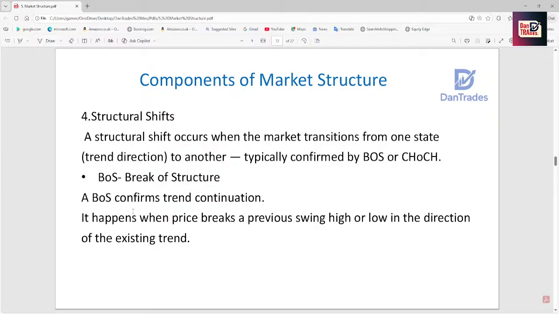Counter trend to what you have on your chart? No, the break of structure happens with the existing trend you have. Don't confuse break of structure and CHoCH.